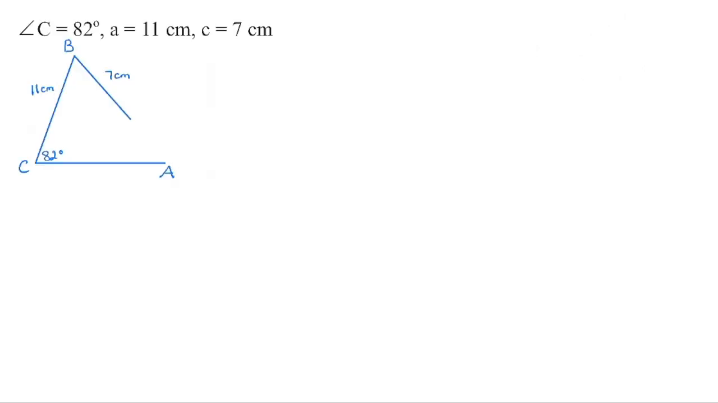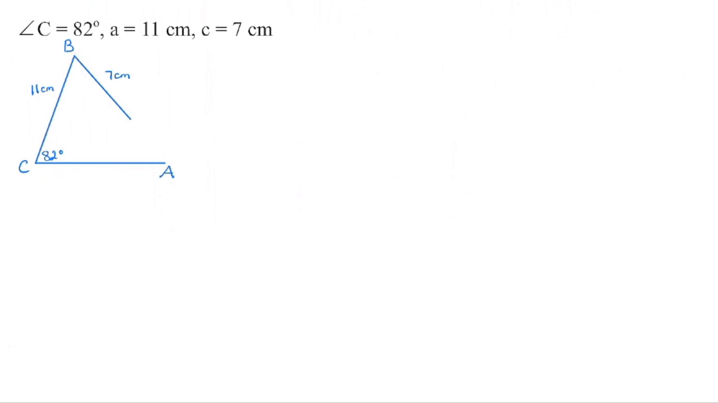In our next example, we're given angle C is 82 degrees. So again, I'm trying to draw this as close to scale as I can. So it's a little bit less than a 90-degree angle. So side C opposite from it is 7 centimeters. And then if I take the other side that I know and put it here so that we leave that base blank, this is 11 centimeters.